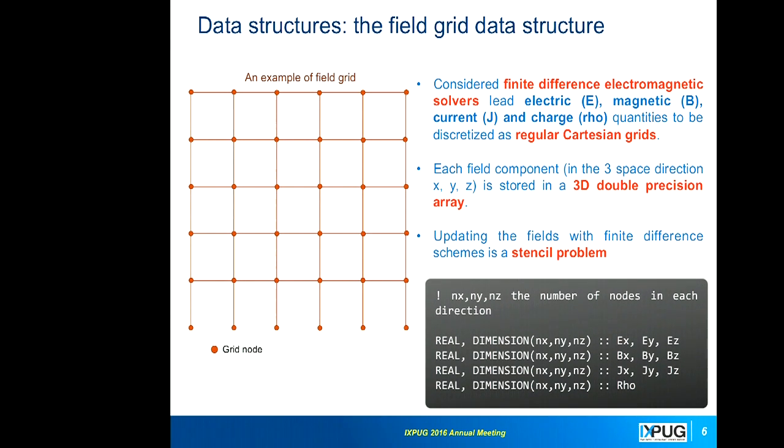In PIC codes, we first have to describe the fields. With the finite difference solvers that we are using, electric field, magnetic field, current, and charge are discretized as regular Cartesian grids, as described here on the figure. Each field component, x, y, z, of each quantity will be stored in a 3D double precision array. Typically, with such a finite difference scheme, solving the Maxwell solver is a stencil problem.